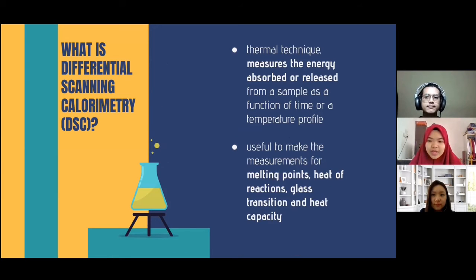Okay, thank you, Kelly. So the third part of thermal analysis is differential scanning calorimetry, DSC. So what is DSC? DSC is a thermal technique that measures the energy absorbed or released from a sample as a function of time or a temperature profile. It is useful to make measurements such as melting points, heat of reactions, glass transition, and also heat capacity.